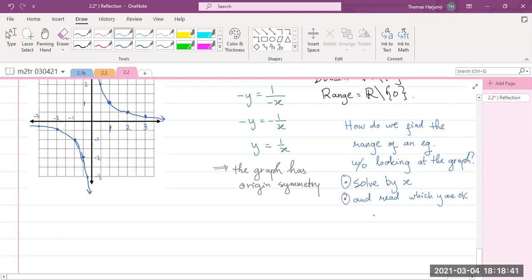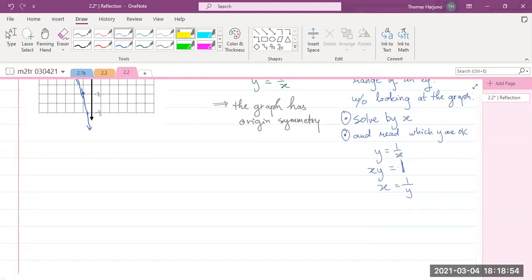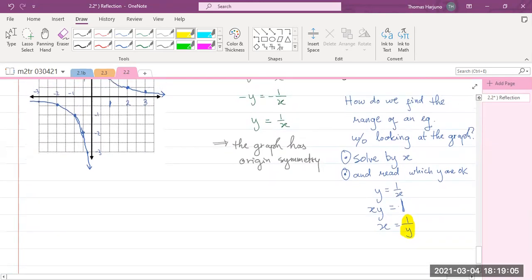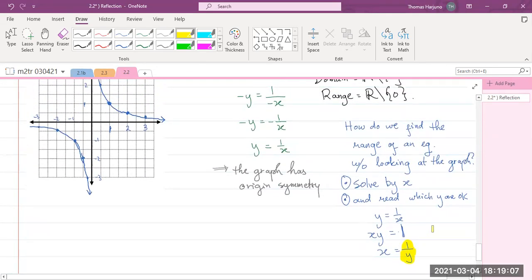So the work will be, originally the equation is y equals 1 over x. I will solve for x. So x equals 1 over y. Now you see 1 over y. What is y such that it doesn't become undefined? y is okay for every number except when y equals 0.